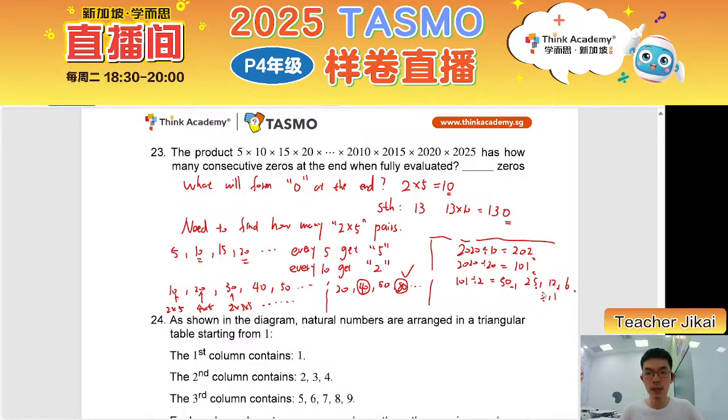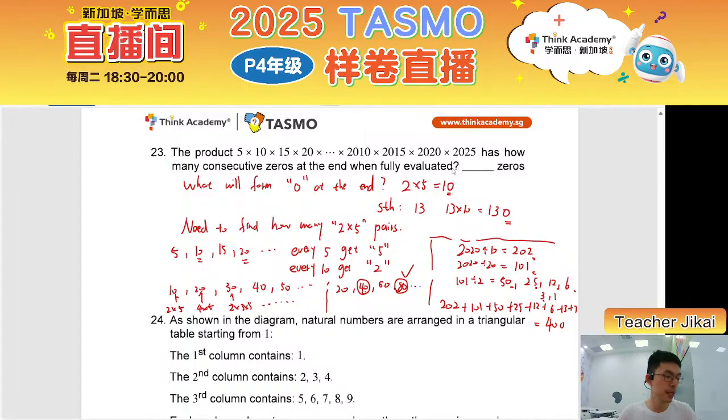So for that number, we only need to add 1. How many 2s are there in total? We have 202 for the multiples of 2, and 101 extra 2s for the multiples of 4, and 50 extra 2s for the multiples of 8, and 25, 12, 6, 3, and 1. If you add them up, it gives an answer of 400. So altogether we have 400 twos here.